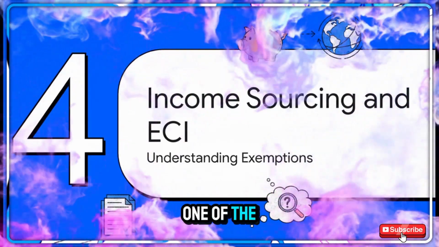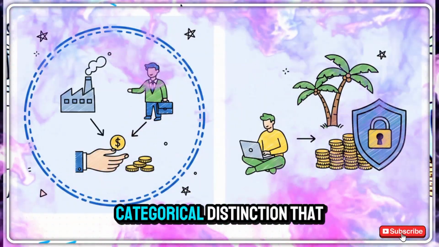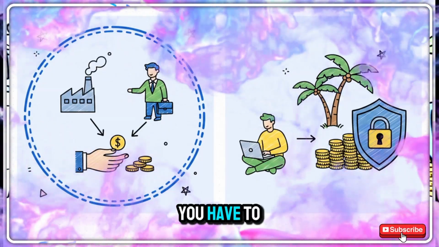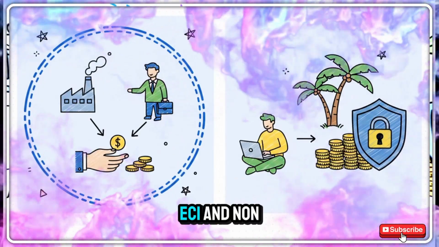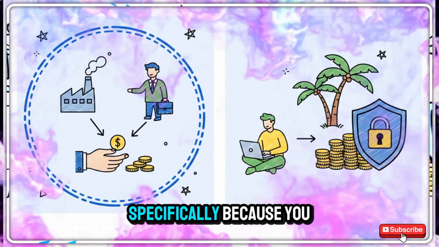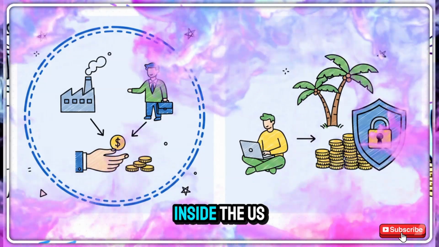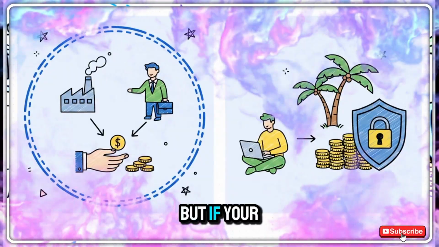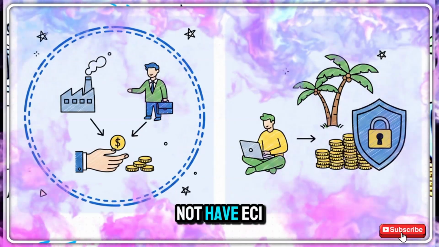Okay, let's transition to Section 4, Income Sourcing and ECI. This is easily one of the most misunderstood areas of the entire tax architecture. Here is a categorical distinction that can absolutely save your business. You have to understand the hard line between effectively connected income, or ECI, and non-connected income. ECI is revenue generated specifically because you have physical operations, employees, or offices inside the U.S. If you have ECI, you are paying U.S. income tax. But if your team and operations stay entirely outside the country, you generally do not have ECI.